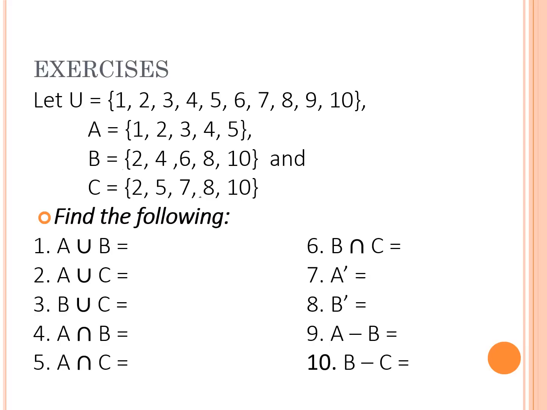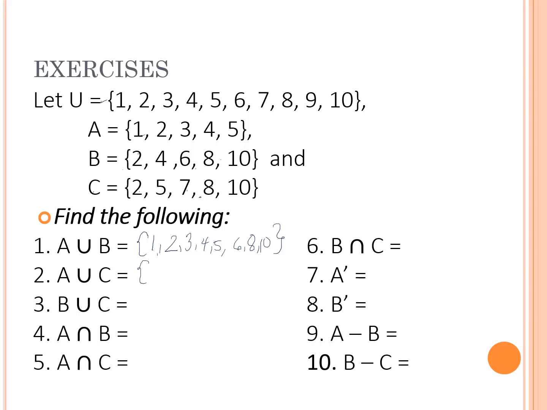Okay, to recap with our lesson for today. Okay, so we have here the universal set U with elements 1 to 10, A 1 to 5, set B with elements 2, 4, 6, 8, and 10, and set C with elements 2, 5, 7, 8, and 10. Let us answer number 1, the union of set A and set B. To get the answer to that, we simply combine the elements. So we have 1, 2, let us arrange it in increasing order. So 3, 4, 5, 6, 8, and 10. So that is the union of set A and set B.